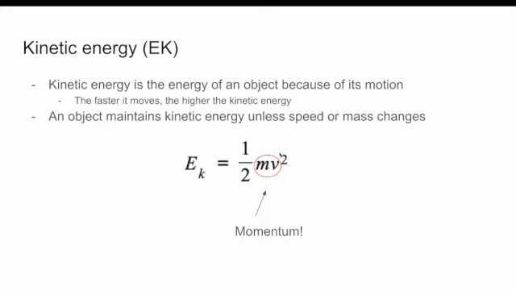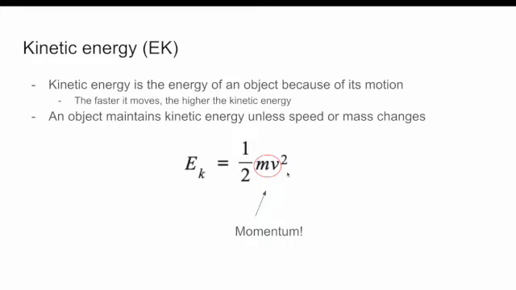Now, you might notice something in this formula. This mv in the middle, if we ignore the squared sign here, is basically momentum. So we have a half times momentum times velocity, because we have velocity squared, right? So we factor out one of these v's. So we have a half times momentum times velocity.